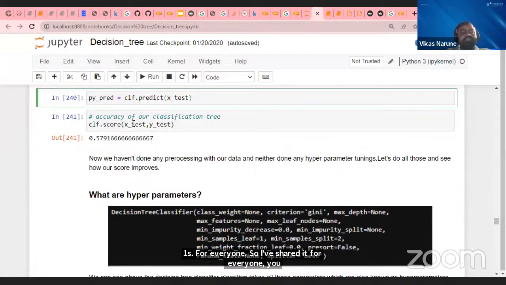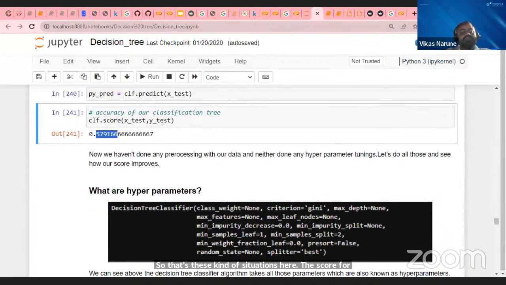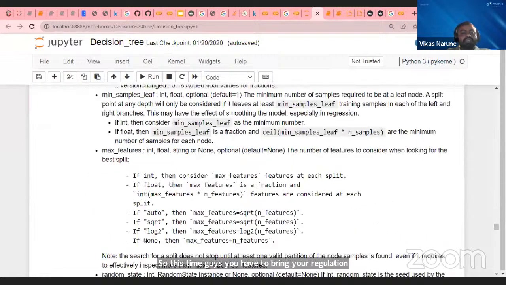So guys, in this kind of situation, the score for training is high, 100%, and the score for testing purposes you can see is 60%. So this time, guys, you have to bring in regularization. Okay. So this time you have to regularize the parameters, guys.